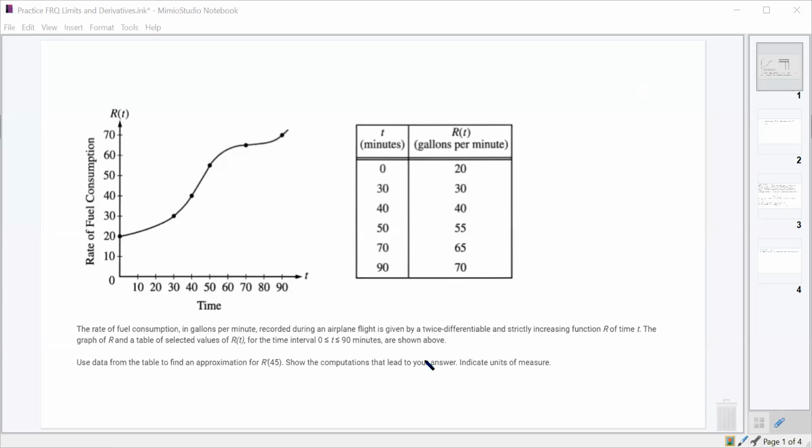All right, so the first problem we're looking at today, we're given a graph of a function and a chart of values for that function. It's a rate of fuel consumption, and we are looking to approximate, and it may be hard for you to read that, but that's R prime of 45. So we're looking for R prime of 45.